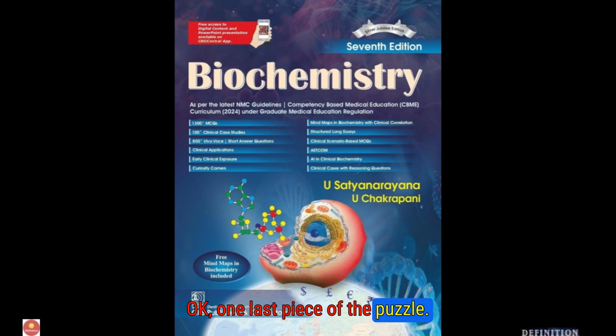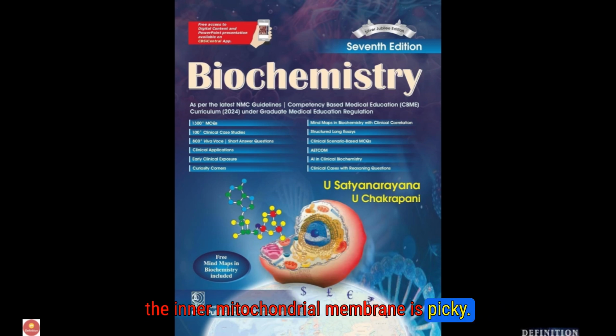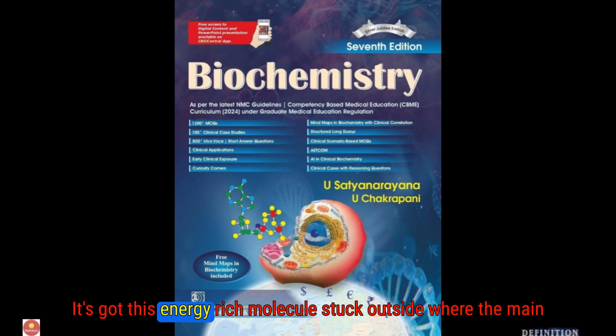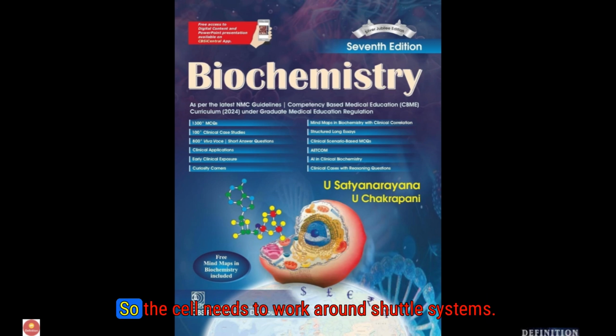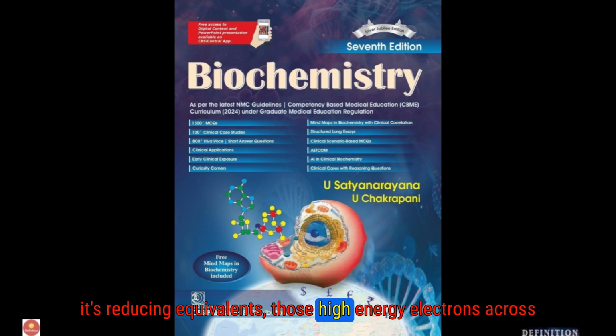Okay, one last piece of the puzzle. We make NADH during glycolysis out in the cytosol, but you said the inner mitochondrial membrane is picky. NADH can't just wander in. It cannot. It's impermeable to NADH. Big problem, right? It's got this energy-rich molecule stuck outside where the main ATP factory is inside. So the cell needs a workaround. Shuttle systems. Exactly. They don't transport the NADH molecule itself, but they transport its reducing equivalents, those high-energy electrons, across the membrane.